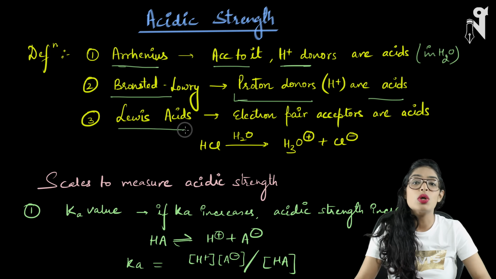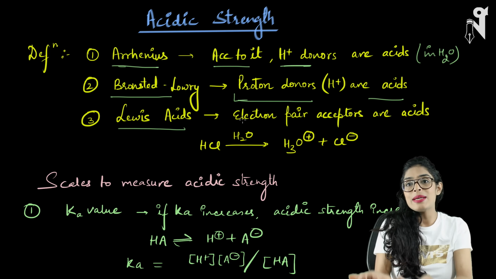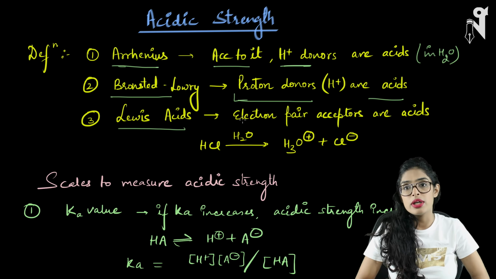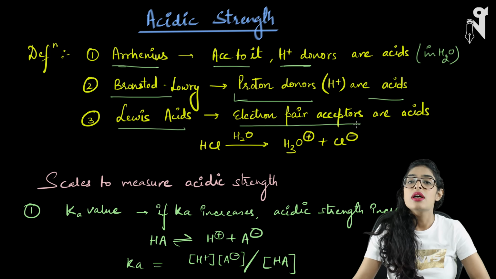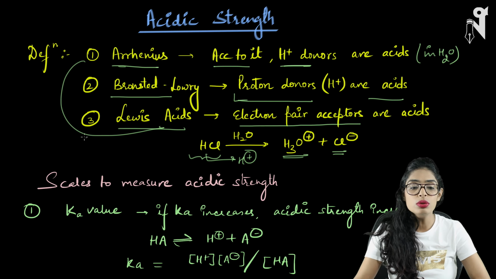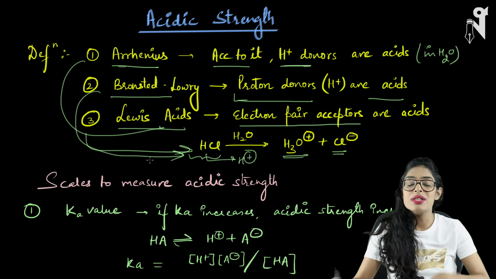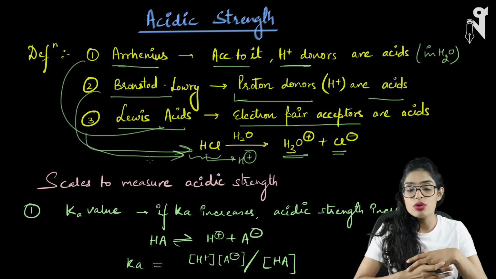Third type of definition for acid is Lewis acids. Anything which can accept the pair of electron are called as Lewis acids. Anything which can accept the electron pairs are called as acid. So for example, I have written HCl here. When dissolved in water, it breaks down into H3O plus and Cl minus. So this HCl has given H plus in water, so that way it is following the Arrhenius concept also, and the Bronsted-Lowry also, because it is proton donor, and it has given H plus ion in water also.